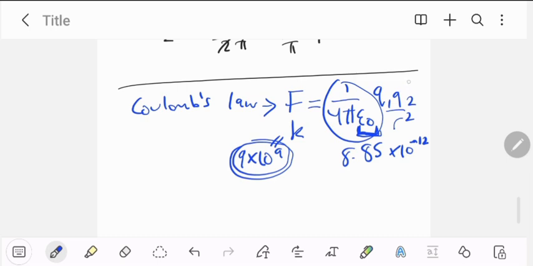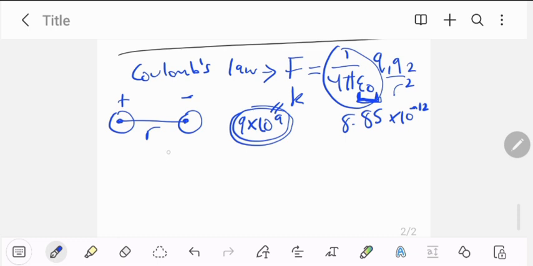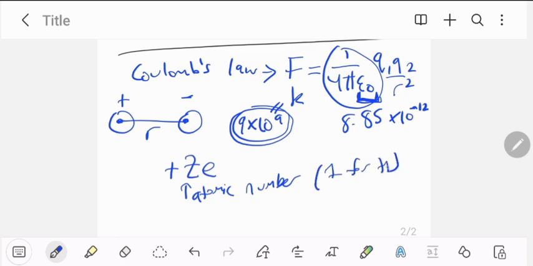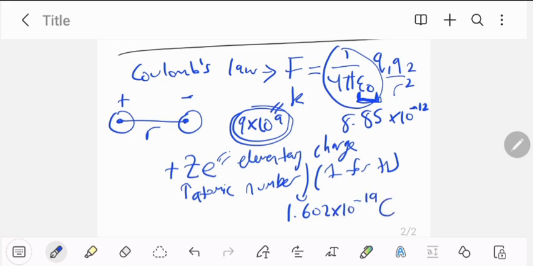Q1 and Q2 are the charges of the two particles, and R is the distance between their centers. Let's say that's the proton, and that here is the electron. That's R there. Now I'm going to write this in a slightly different way. The nucleus has a charge of plus capital ZE. Z is the atomic number, which tells you how many protons there are in an atom, or electrons. The atomic number is 1 for hydrogen, since it has 1 proton. And E is the basic elementary charge, 1.602 times 10 to the minus 19 coulombs.